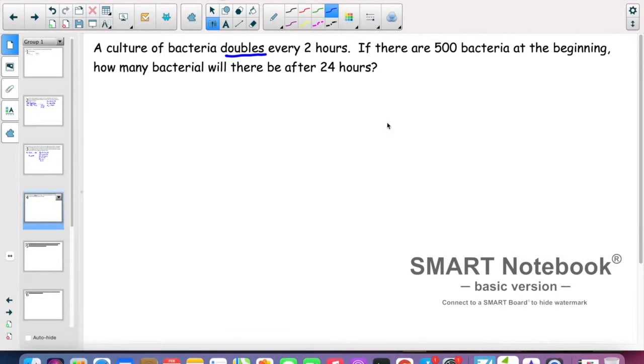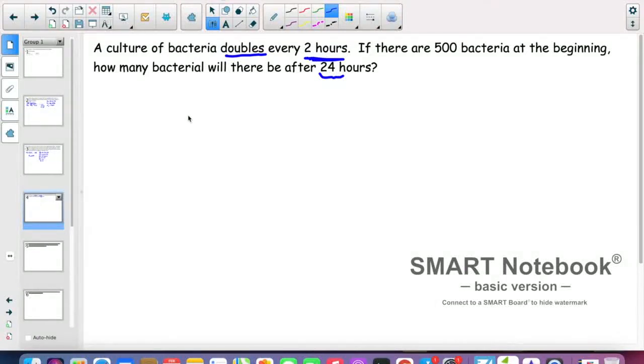If there are 500 bacteria at the beginning, how many bacteria will there be after 24 hours? Now it doubles every 2 hours. This is important as well because a lot of people make the mistake. They see this 24 here and they think we're looking for the 24th term. That's not quite right because it's doubling every 2 hours.